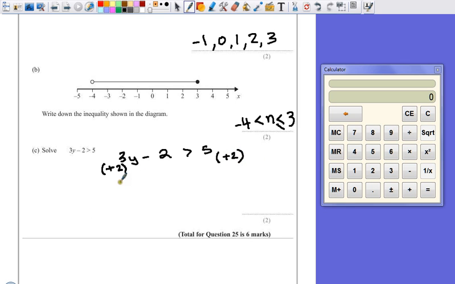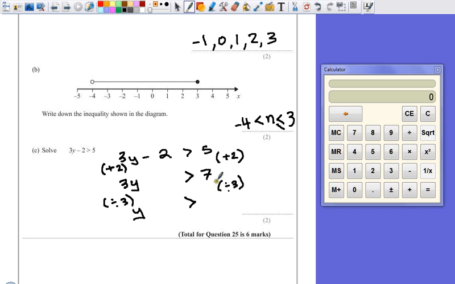So if we resolve this, we end up with 3y. The 2's cancel each other out. Keep the arrow pointing the same way. 5 add 2 is 7. I've got 3 lots of y. I only want one of them, so we're going to divide by 3 to give me y. We've got to do the same thing to the right hand side. We've got to make sure that you keep it balanced.